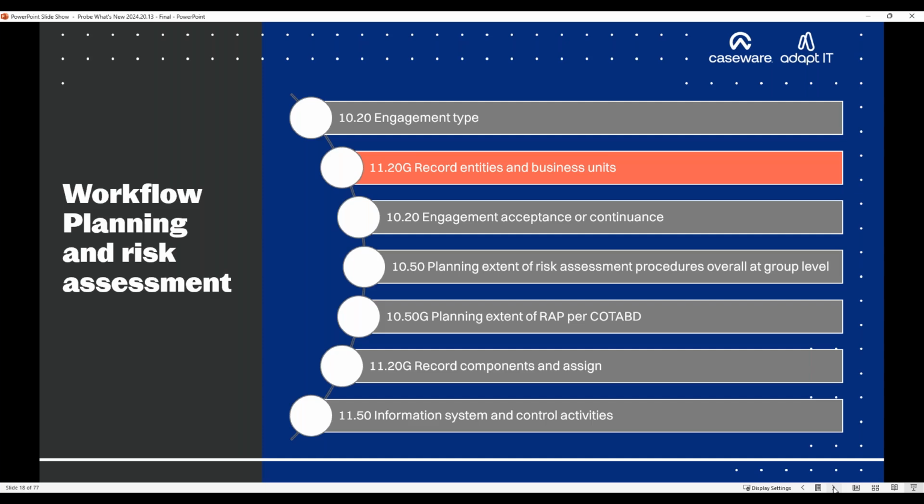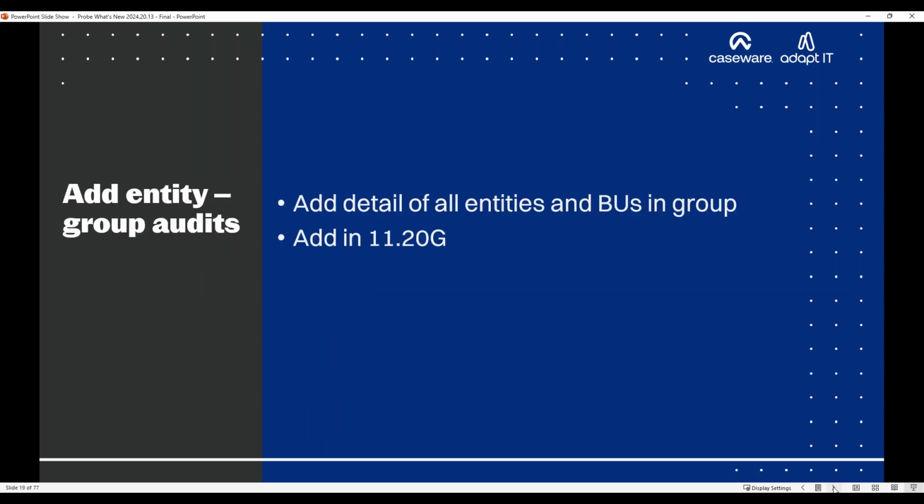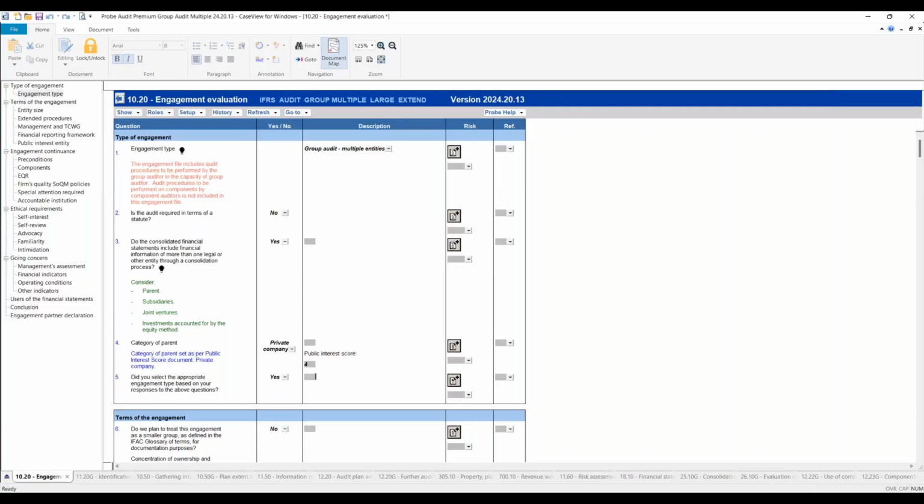Right, so if we then go and see what we are going to do on 1120, this is where we're going to add the details of all the entities or business units that will be done in 1120. Now, let's just go back to 1020 where we were earlier and see how we get guided from there.